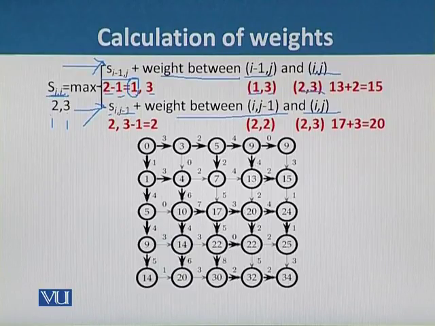So in the grid, if we look for the values of 1, 3, we can see this is the point 1, 3, and we have to write the value of 1, 3 and add the values of the edges of 2, 3. In this case 2, 3 is this value and it comes out to be 2. So if we add the value of 1, 3 and 2, the answer will be 15.